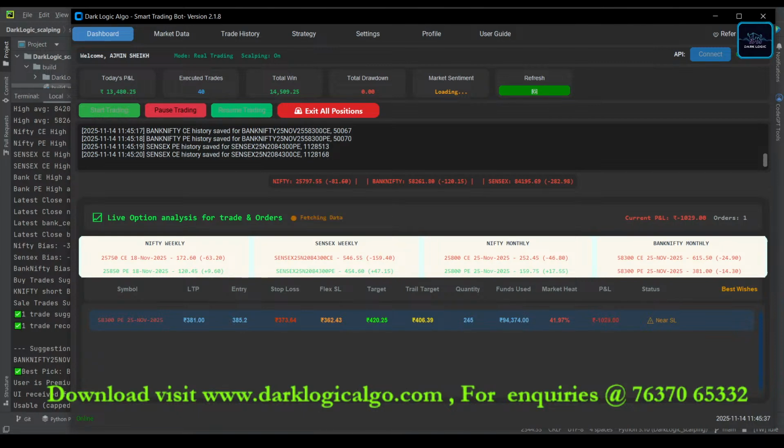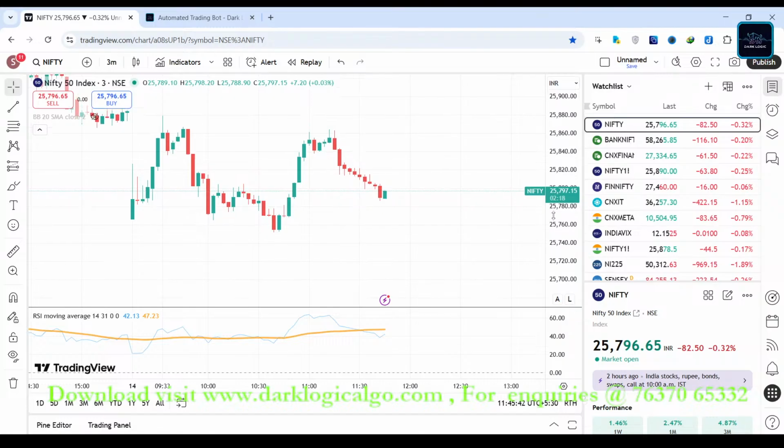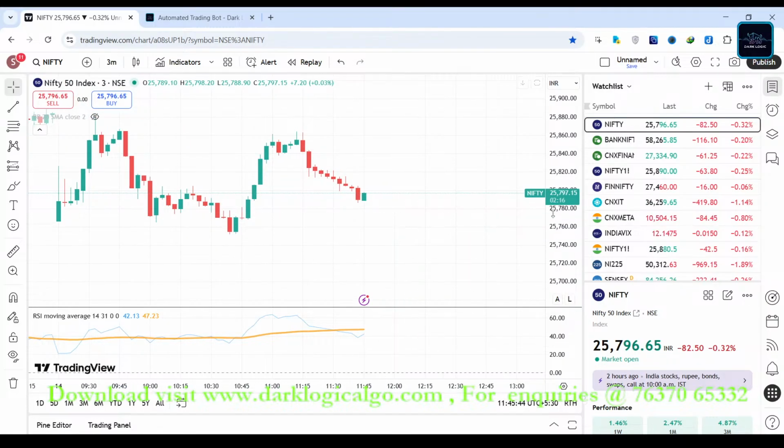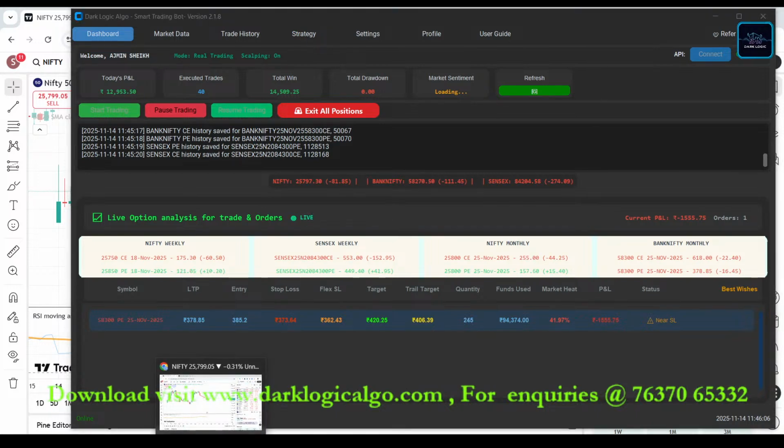It tried to retrace back, but it took a position at like 385 and the SL is like 373. So it will be quite a risky trade.